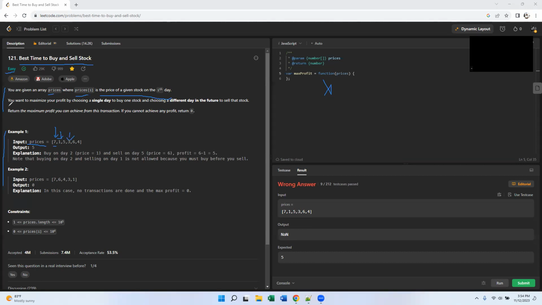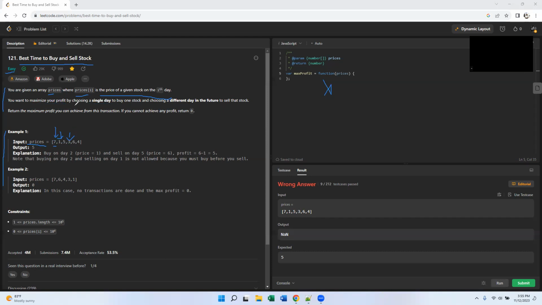Now, in the next statement, it says you want to maximize your profit. So we want to maximize the profit by choosing a single day to buy one stock, and choosing a different day in the future to sell the stock. So we can buy the stock on a given particular day and sell it on any other day in the future only. We can't go and sell it in the past. That we can't do.